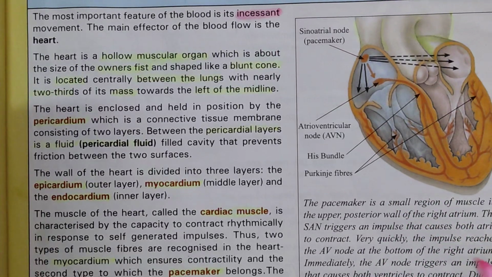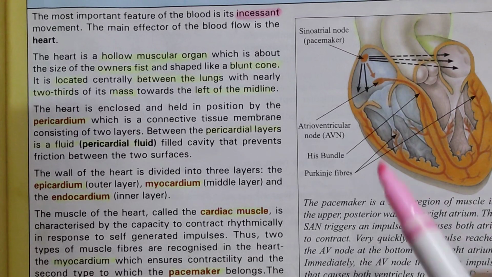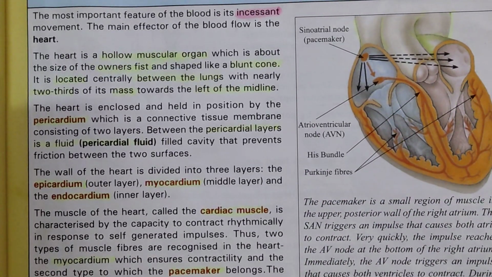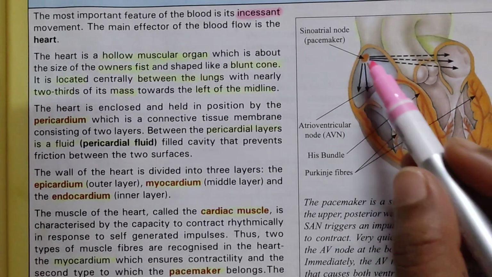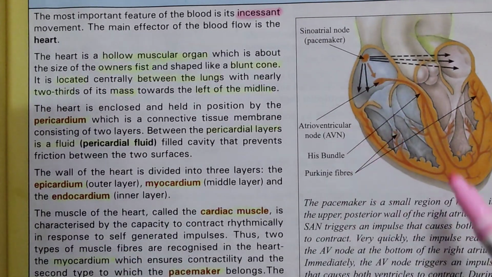Due to which the blood is continuously flowing throughout your body. Got it? Now, what is the structure of this heart? This heart is hollow from inside. You can see this picture. See, it's hollow from inside. Why? Because blood is flowing from this area.